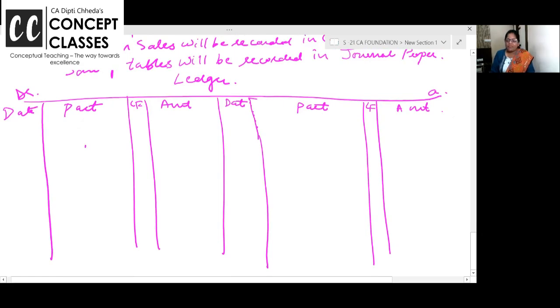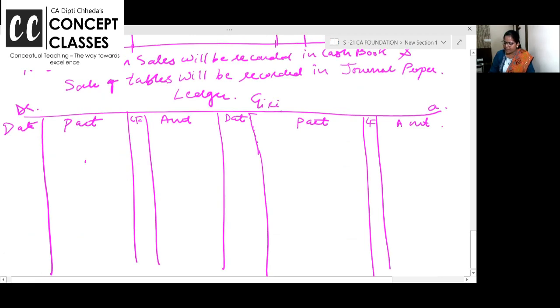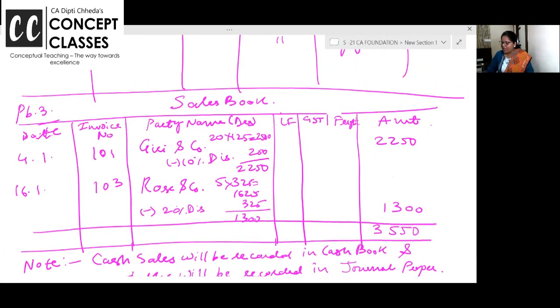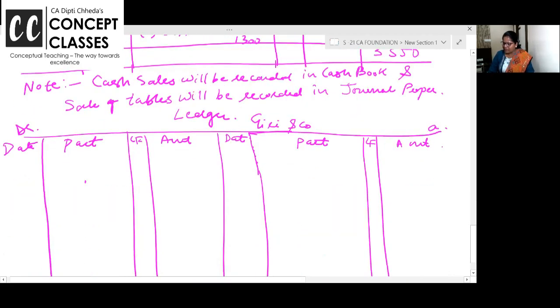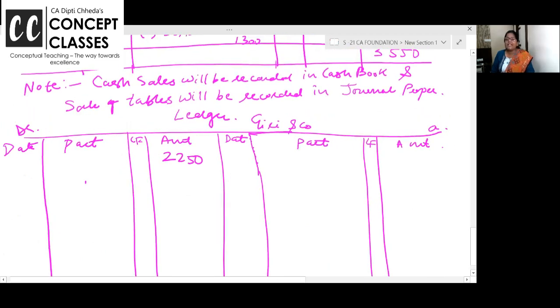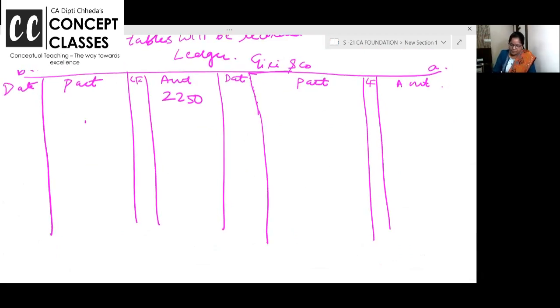Now, the very first ledger I will prepare is Giri. Giri and Co debit to sales. So sales you have credited. This is the credit effect. Giri's account we should debit. Why? What is the nature of Giri's account? Personal. What is the rule of personal account? Debit the receiver. Giri is the receiver of the goods, no? 4th of January, we will debit Giri.